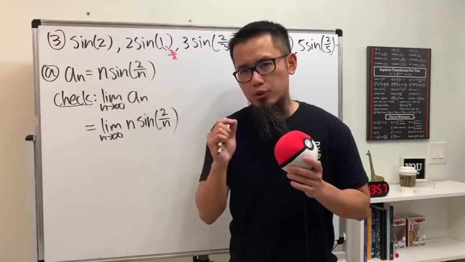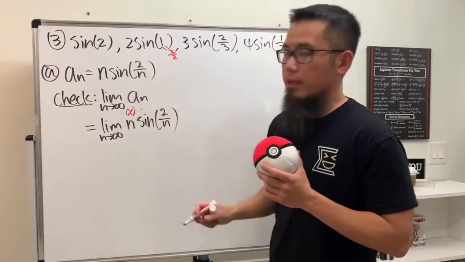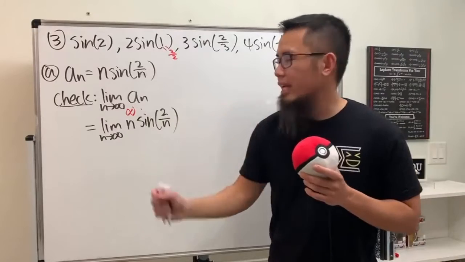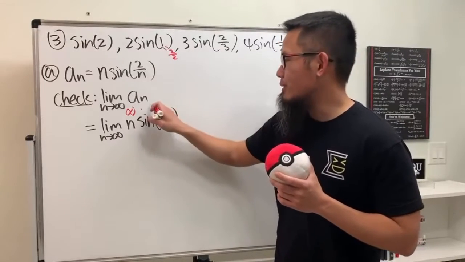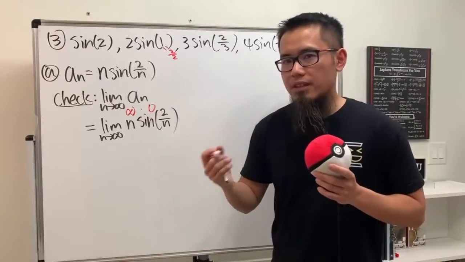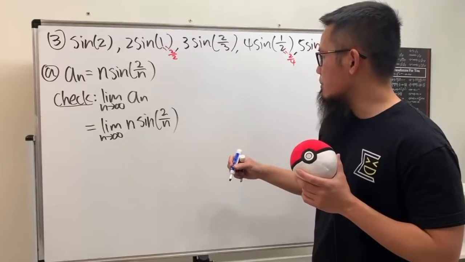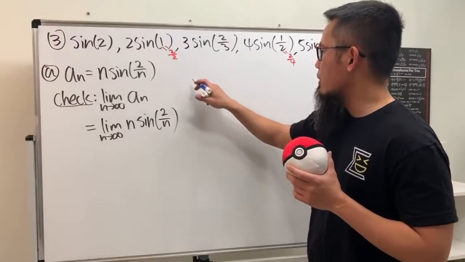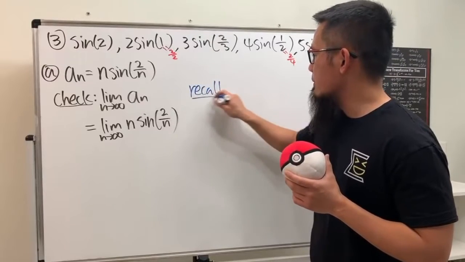Now we have a small trouble, because if you put infinity here, we get infinity. And if you put infinity here, 2 over infinity is 0, and sine of 0 is 0. So this is actually an infinity times 0 situation. I'm going to remind you guys what the secret weapon is. Perhaps I will do it right here. Recall, this is one of the secret weapons.